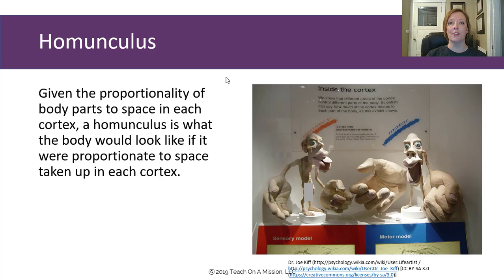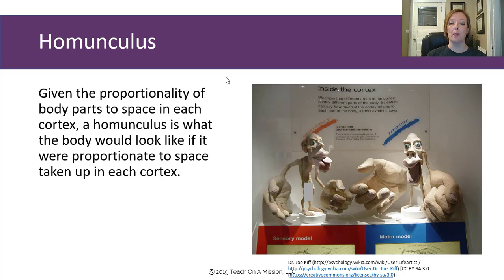And that is demonstrated in what we know as a homunculus, which is kind of a strange word to say. But given the proportionality of body parts to the space in each of the cortexes, a homunculus is what the body would actually look like if it were proportionate to the space taken in each cortex. So I'm just going to let you look at this picture, let it wash over you for a moment.